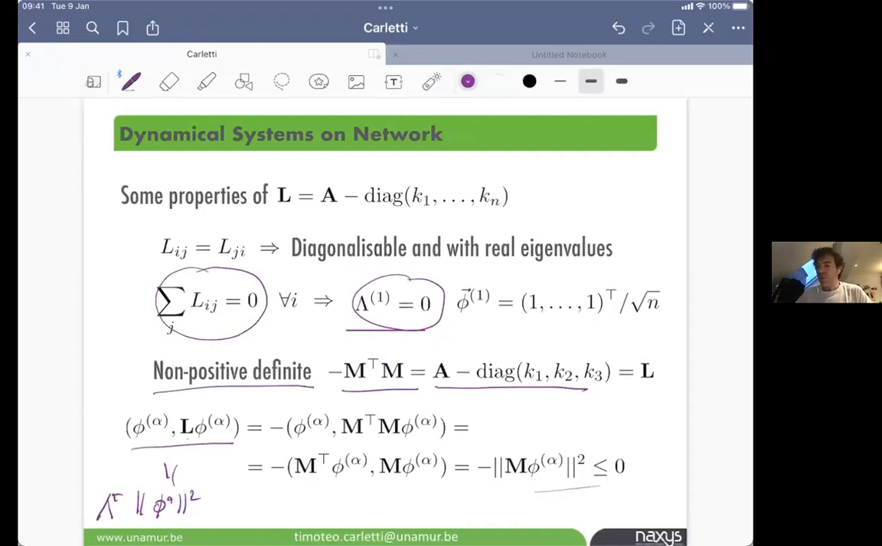Remember that in the following we will use the fact that it is diagonalizable with real eigenvalues, that the spectrum is negative, and that there is one eigenvalue which is 0. We will use this in the following.